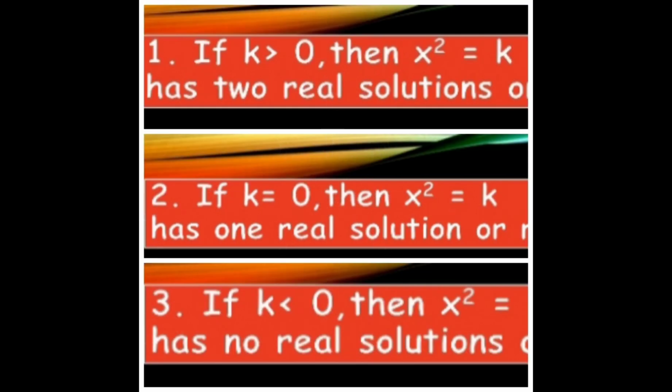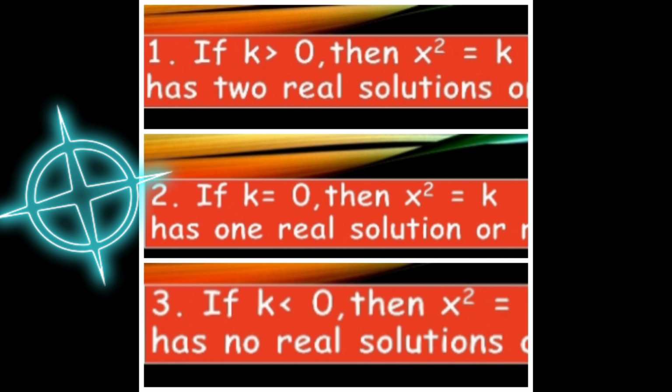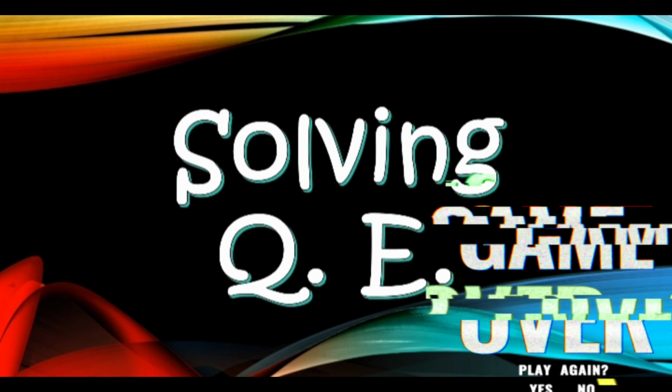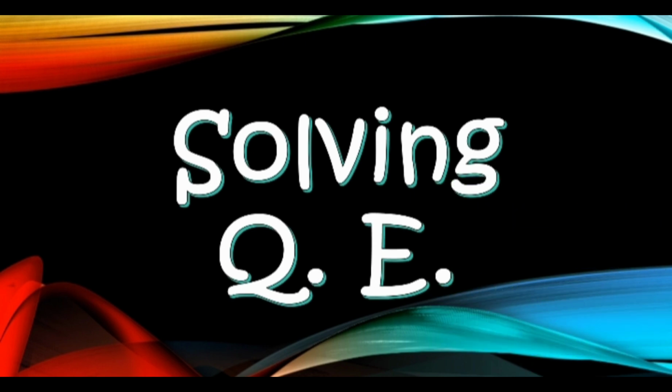So to summarize, let us remember the three conditions. If your k is greater than 0, you have two real solutions. If your k is equal to 0, you just only have one real solution. And if your k is less than 0, then there is no real solution. That is all about extracting the square root, one of the ways in solving quadratic equation. Sana ay may natutunan kayo hanggang sa muli.